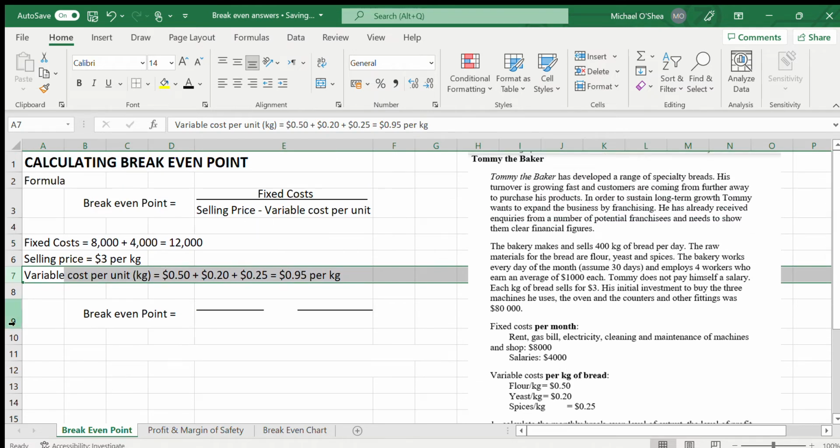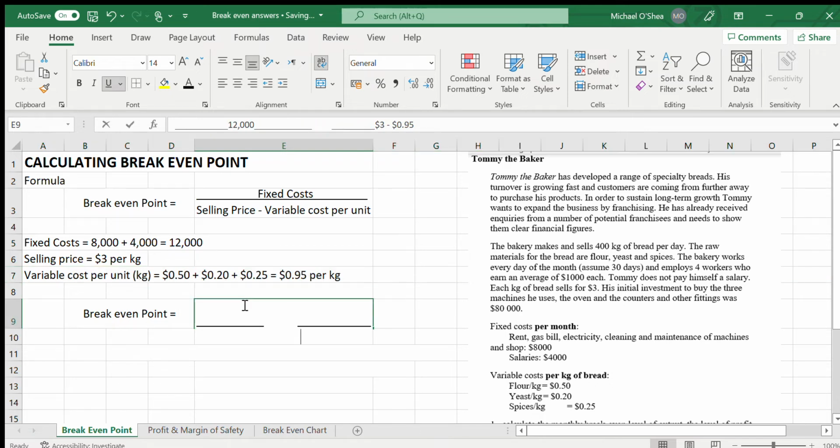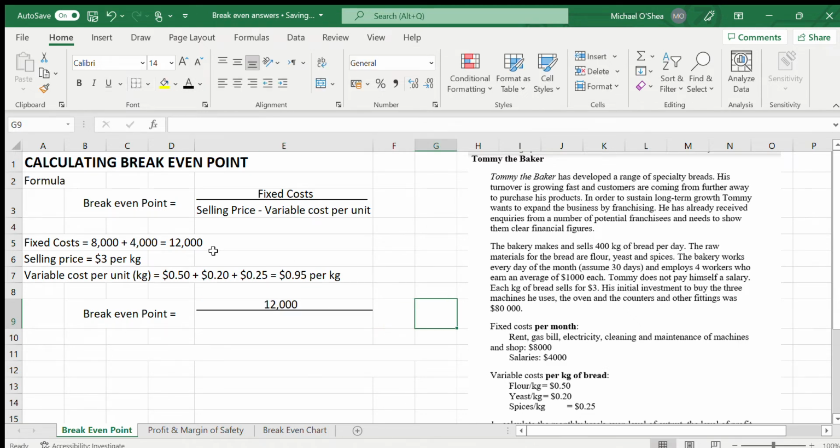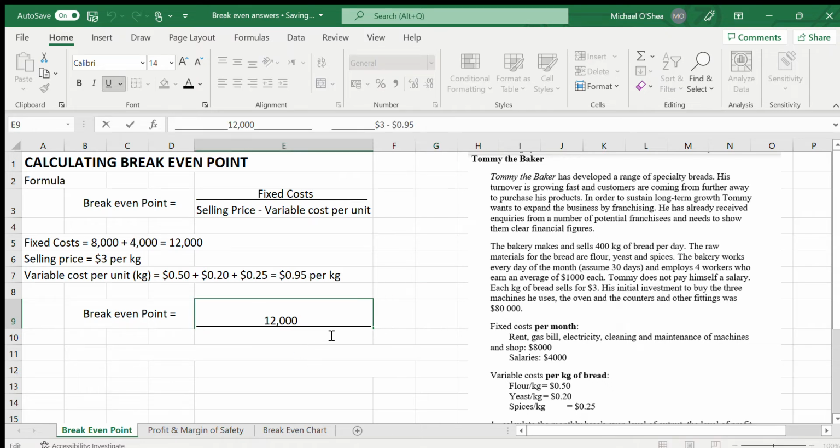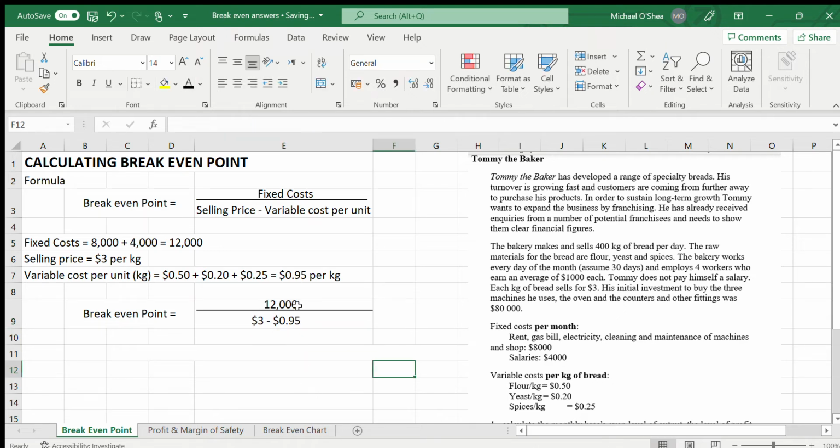And so if we look at this, all I need to do now is look at the fixed costs on top. So if I deal with this here on top, this is my fixed cost, 12,000. I then have my selling price minus my variable cost. Selling price is $3, variable cost is 0.95. And so I just have to input the information there at the bottom. There we go. 12,000 divided by selling price of $3 minus variable costs of just close to $1.